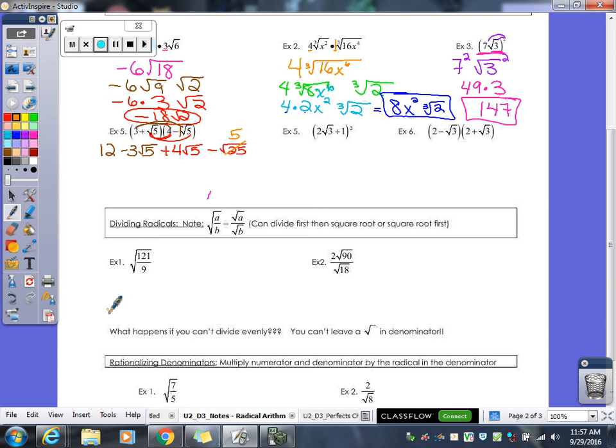So now we'll combine our like terms. 12 minus 5 gives us a 7. We have the same radicands there, so negative 3 plus a 4 would give us a 1 radical 5. That's our final answer. 7 plus radical 5.